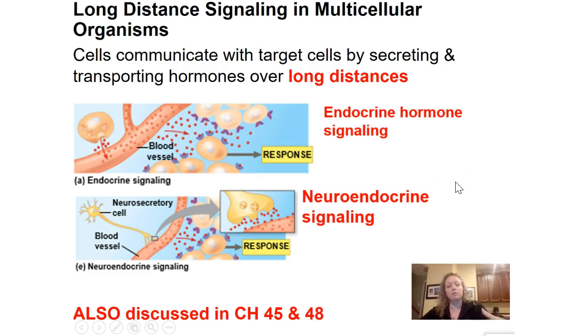As far as how these different signaling molecules cause responses inside cells, we'll talk about that in the next lesson when we talk about signal transduction pathways.